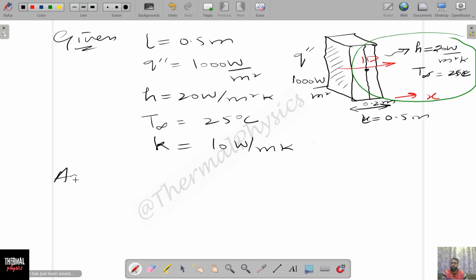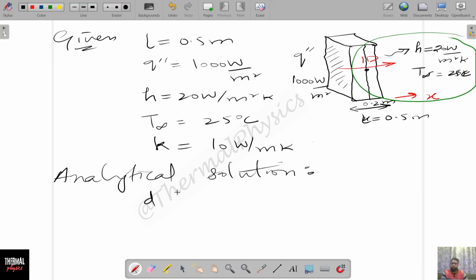We'll start with the analytical solution. We know this simple problem is governed by a differential equation. Since it's 1D, d2T divided by dx2 equals 0. There is no heat generation. It's a steady problem, so this is our governing equation for the problem.